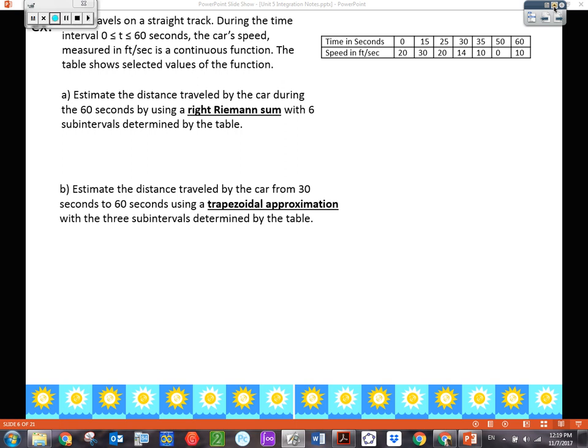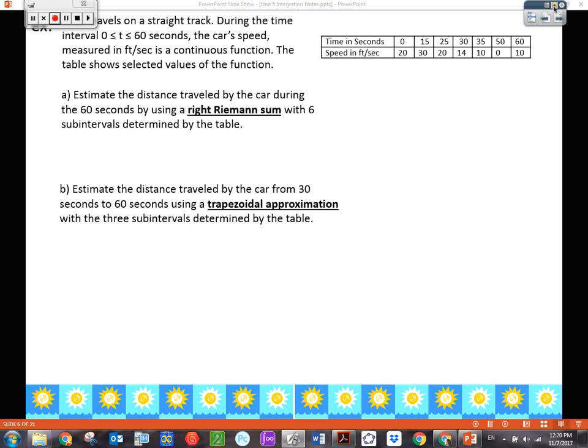So let's see. We have a car traveling on a straight track during the time interval 0 to 60 seconds. The car's speed measured in feet per second is a continuous function. Okay, that's important. The table shows selected values of the function. Great. All right, so we have another tabular problem. Estimate the distance traveled by the car during the 60 seconds by using a right Riemann sum with 6 subintervals determined by the table.